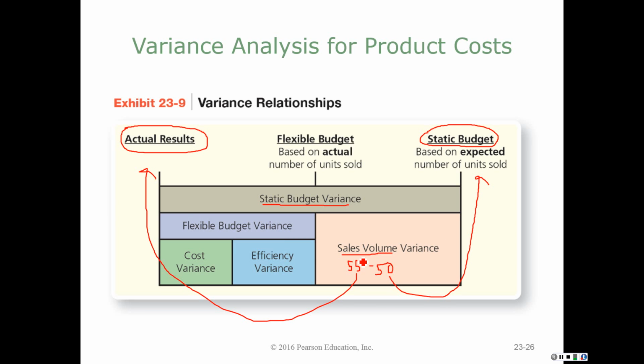What I want to know is, what should the flexible budget have been for 55,000 units if I actually produced 55,000 units? So I'm preparing a budget for what I actually produced. Is it after the fact? Yes. But I know that the actual results for 55,000 units should be different than this budget for 50.